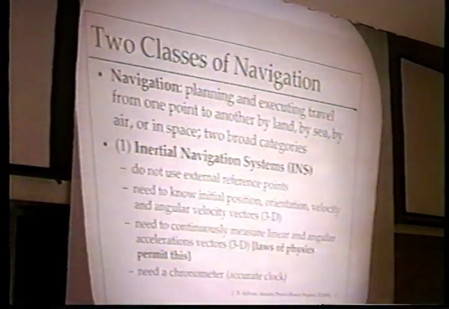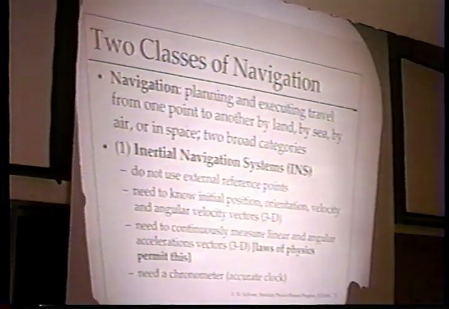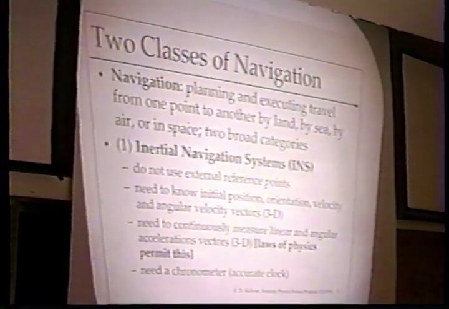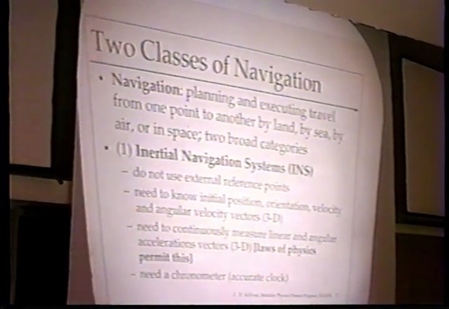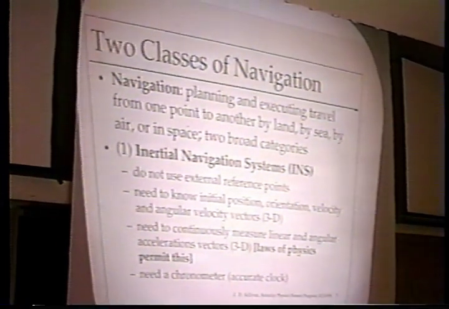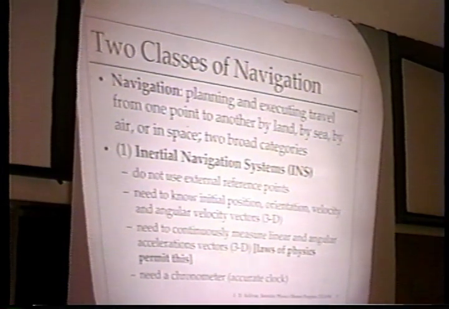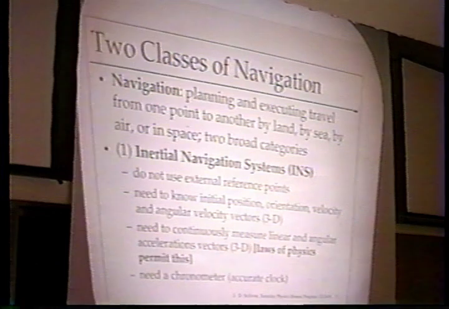It could be on the surface of the Earth, in the air, in an airplane or a hot air balloon, or in space, or whatever, on the sea or under the sea. And there are two broad classes of navigation systems. There's one which once was considered the high-tech system. The promoters would tell you it's better than any other one, and that's the INS, or inertial navigation system.